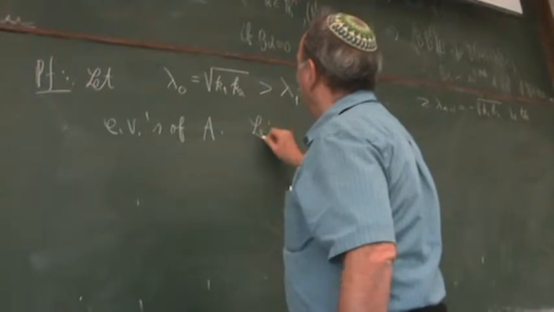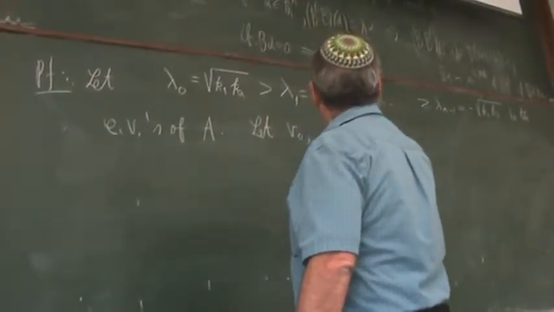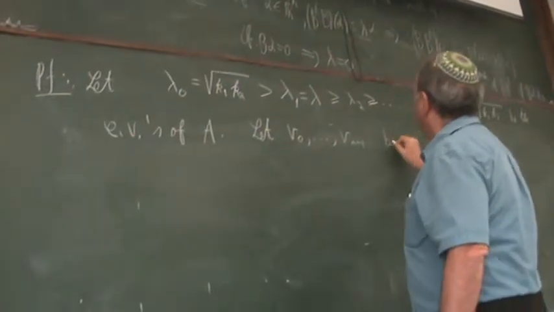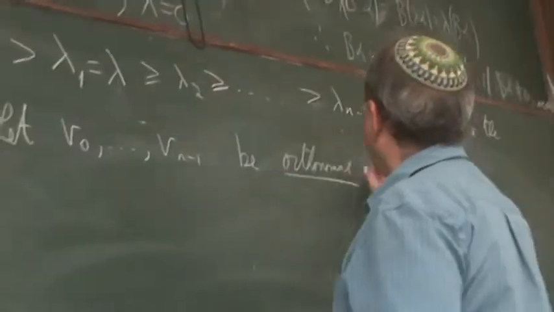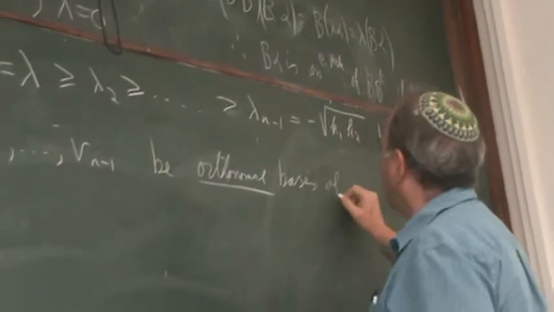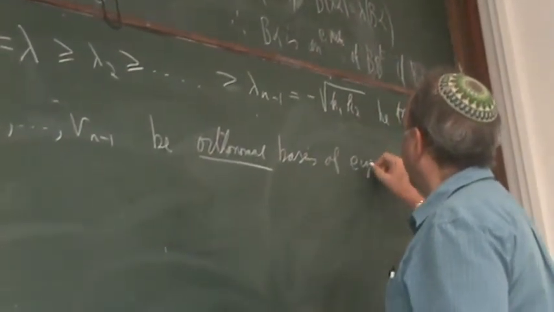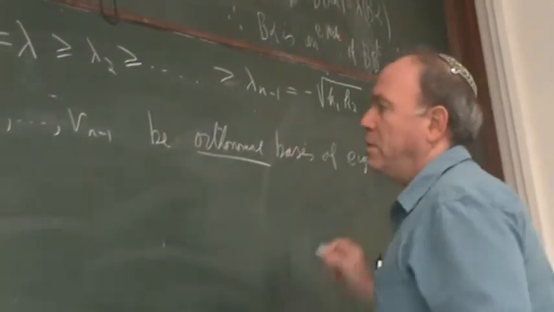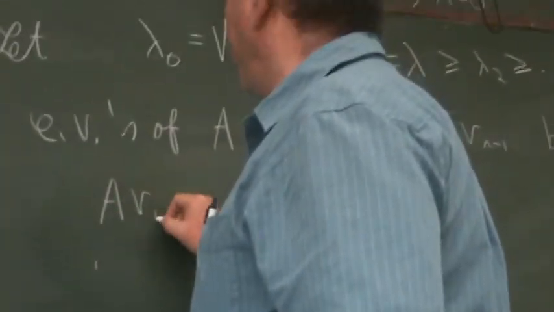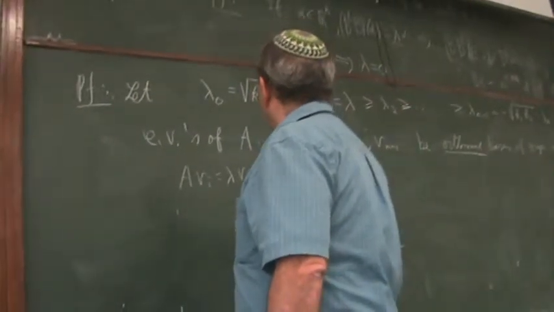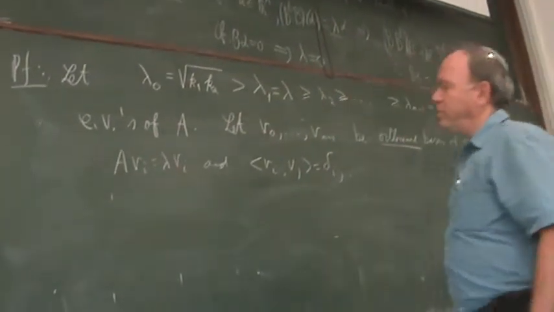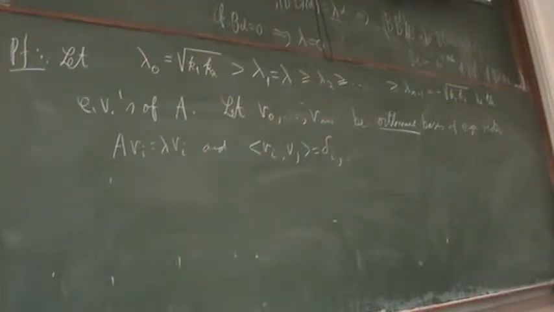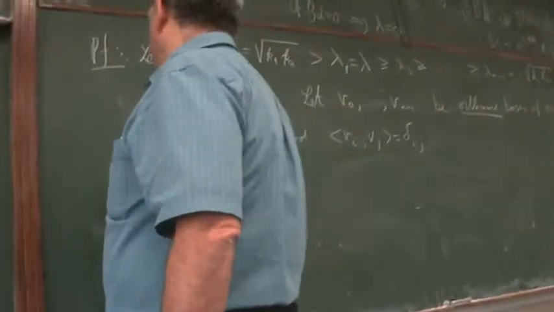And let V0 up to Vn minus 1 be an orthonormal basis of eigenvectors. So what I mean by that is that A Vi is lambda i Vi, and Vi Vj equals delta ij. We know that there exists such a basis because this is a symmetric matrix. Now here is a good observation.